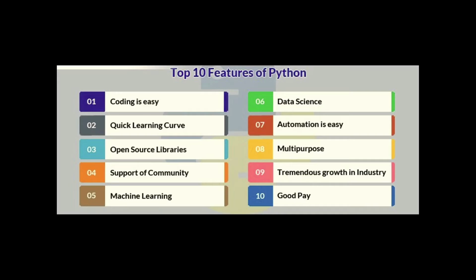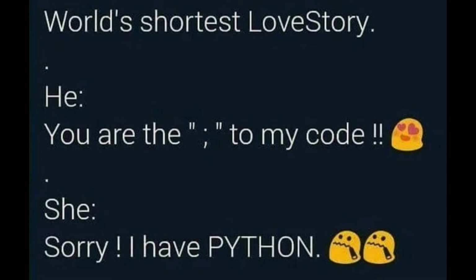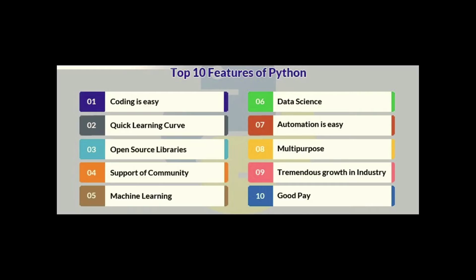Second is a quick learning curve. If you are coming from any other language background and you are coming to Python, it would be really easy for you to catch up, because in other languages you probably are using some semicolons, some curly braces and other stuff, and in Python you don't need any curly braces, you don't need any semicolons. So it is a bit easy for you to learn a language like Python.